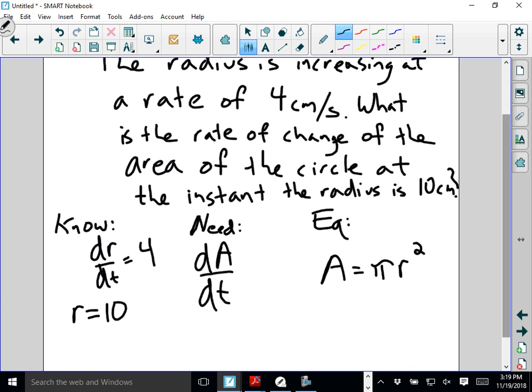So the derivative of A, starting there, is 1 times dA/dt, or I'll just write dA/dt. Now the derivative of pi r squared is just a power rule here, nothing fancy. My derivative of pi r squared would be 2 pi r, but I need to multiply by dr/dt.